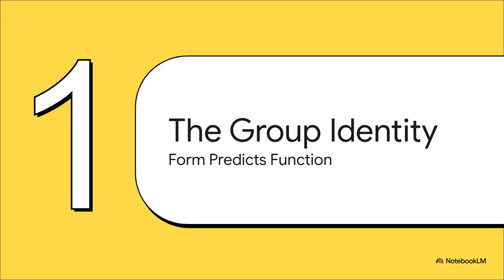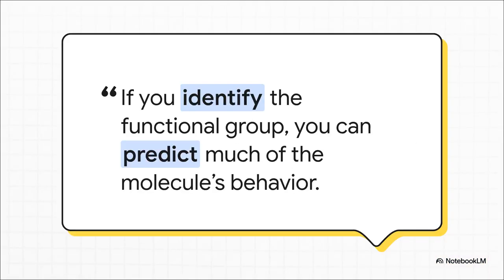Part 1. The functional group identity. If you identify the functional group, you can predict much of the molecule's behavior. That idea is honestly empowering. It means organic chemistry isn't just about random rote memorization. It's really about recognizing structural patterns so you can easily deduce how things will physically and chemically react.